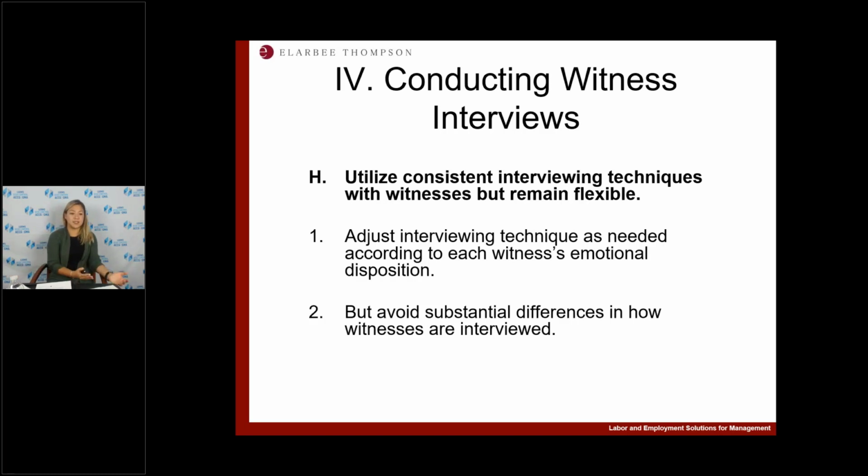So the complainant and the respondent should each get that same approach, like, "Hey, I would just like to hear your side of the story." It shouldn't be that the complainant gets, "I'd like to hear your side of the story," and the respondent gets, "I heard that you did this, you've been accused of this, blah, blah." Techniques need to be fairly consistent so that you are not subconsciously putting your own bias into the interview.